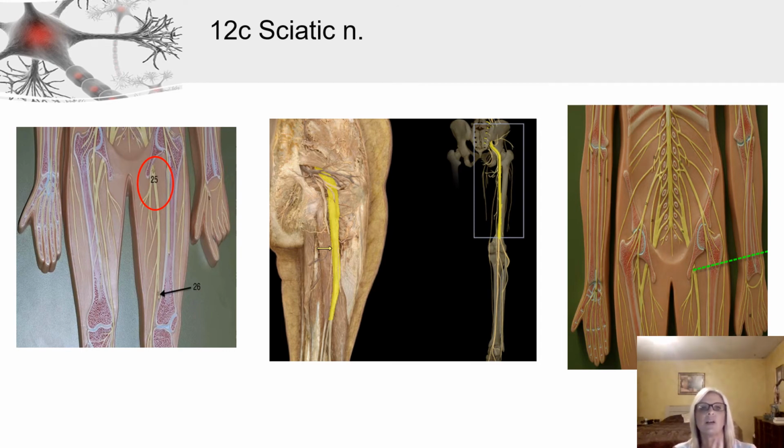It comes from roots L4, L5, S1 through S3. And it's going to innervate the posterior thigh, and then through its branches, it's going to indirectly innervate all the muscles of the leg and foot. So sciatic nerve is going to split off to many other little things, in other words.